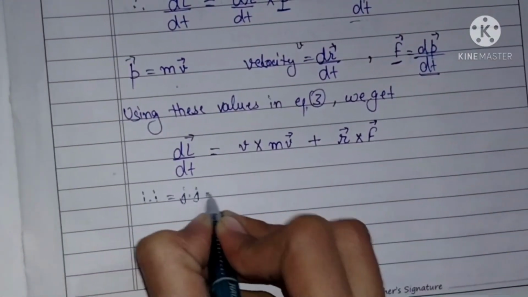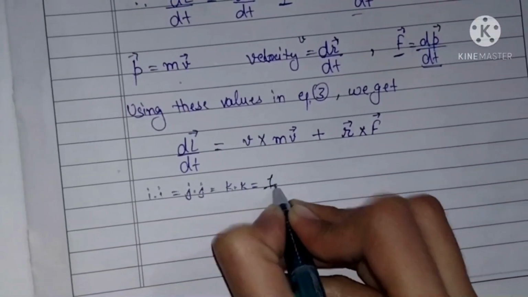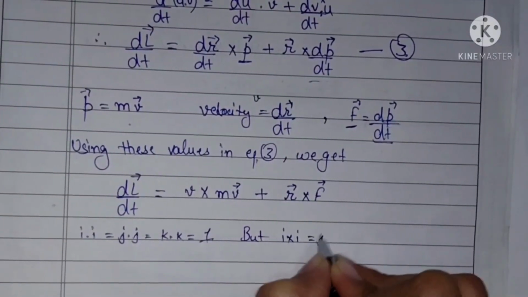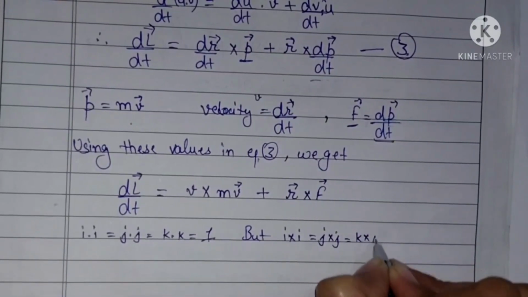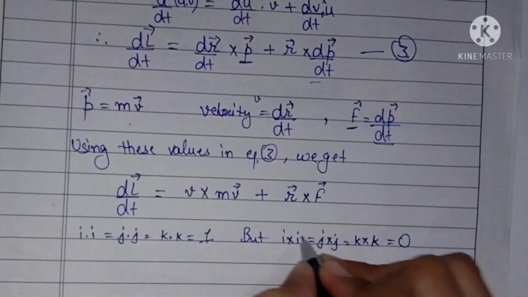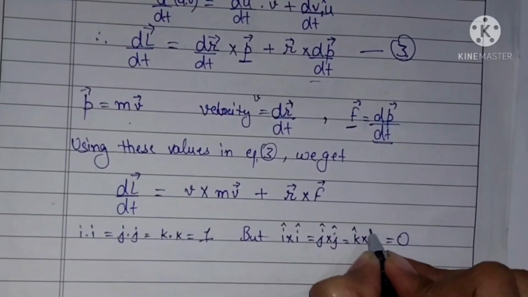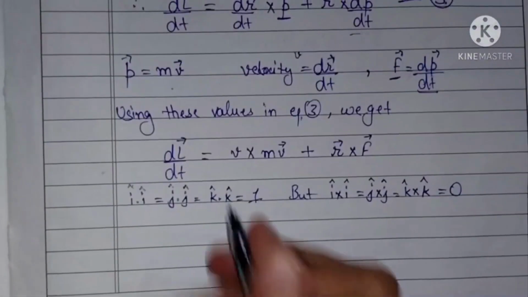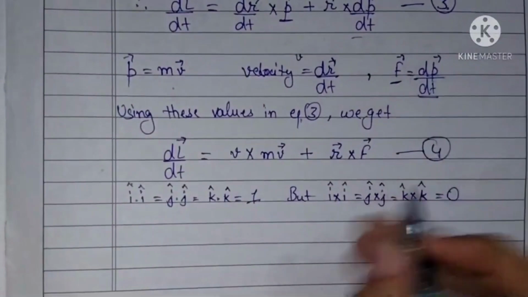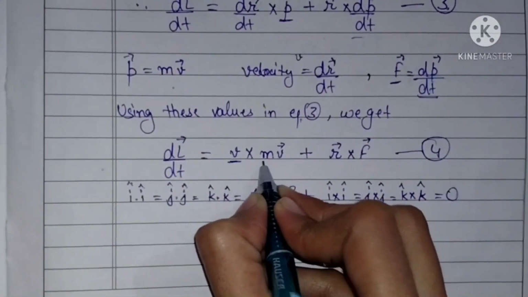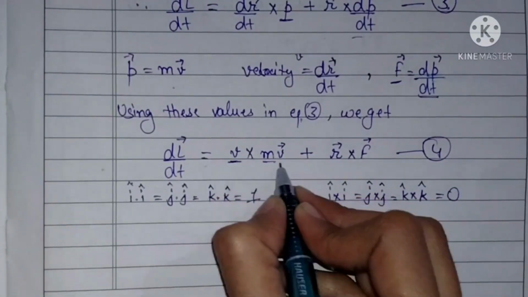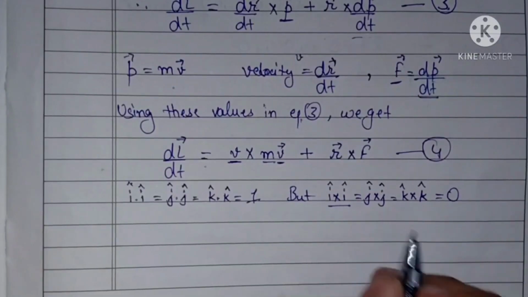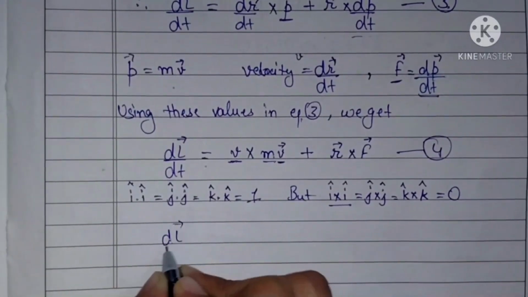As we know that i dot i, j dot j, k dot k is equal to 1 and i cross i, j cross j, k cross k is equal to 0. So the vector product of the same two vectors is zero. So the first term above will become equal to 0, writing the caps on the unit vectors, and giving the equation number 4. For the first term we can write v cross v is equal to 0, and taking the mass out of the cross product, m into v cross v is equal to 0.